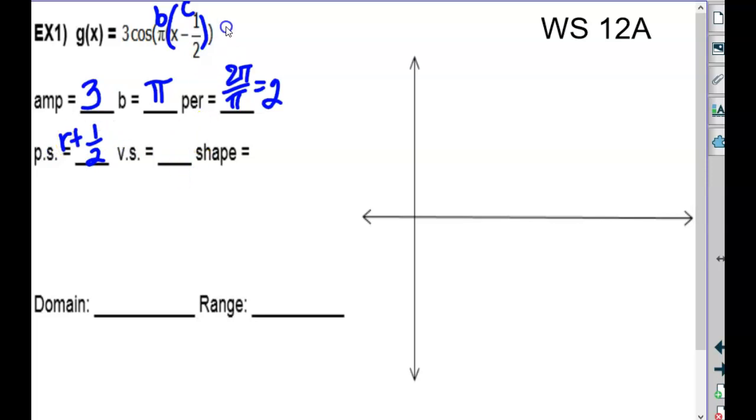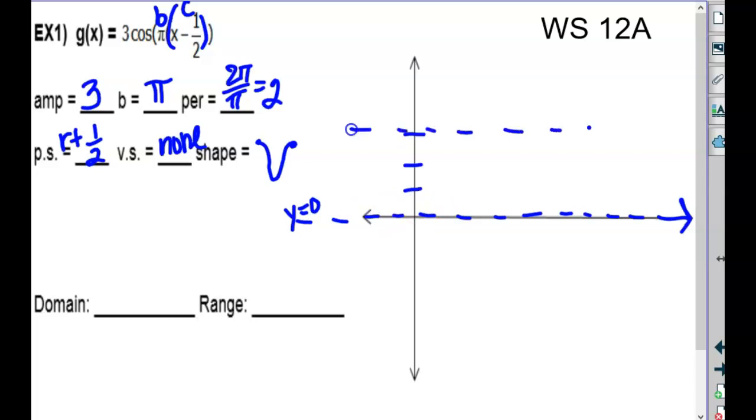The vertical shift, is there one, guys? No plus or minus on the back, right? It's all inside of here. So this is none. And the shape, it is a cosine, a positive cosine, so it goes maximum to maximum. All right. So I always do the midline first. There is none. So y equals 0 is our midline. There's no shifting up and down. Amplitude is 3. So the maxes are all going to occur at 3. And the mins are going to occur at -3.